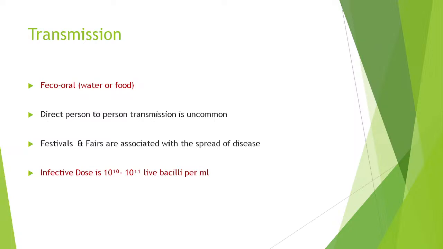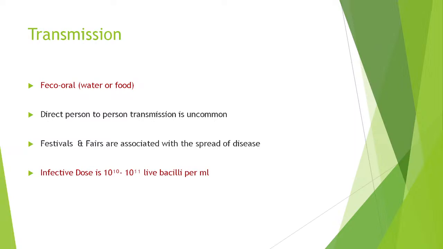Transmission, I have already told you, is mainly feco-oral, that is through the water, and direct person to person transmission is relatively uncommon. It can happen, particularly if sanitation and hygiene are not good, but usually it is uncommon. Now festivals and fairs are also associated with the spread of disease. The Kumbh has just happened, so such kind of mass gathering is epidemiologically a risk factor for spread of such disease. The infective dose of this bacteria is usually high.